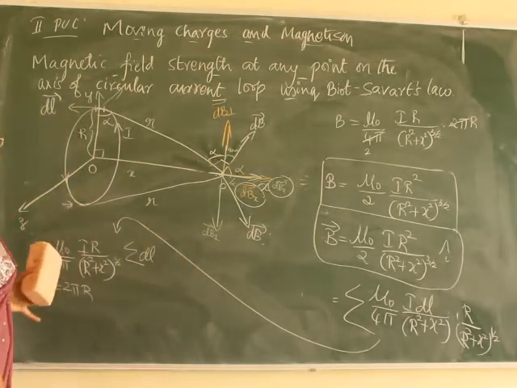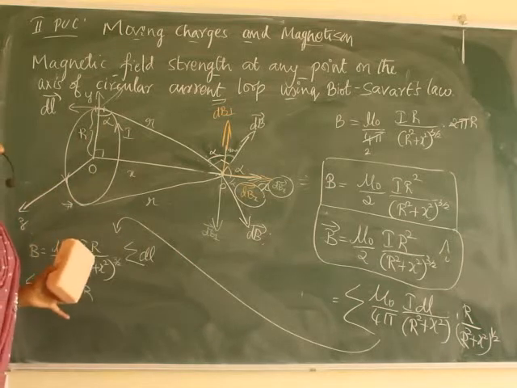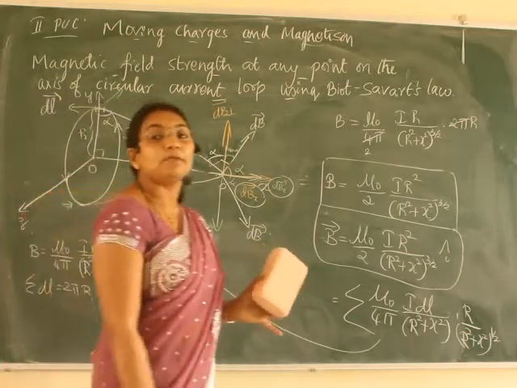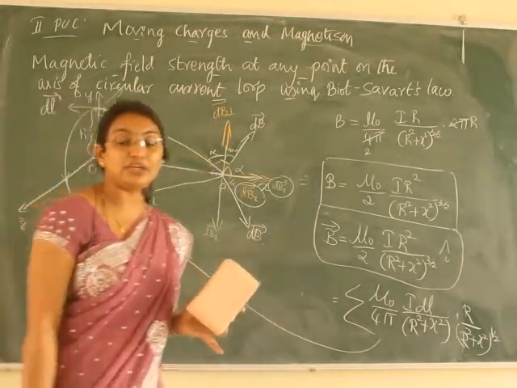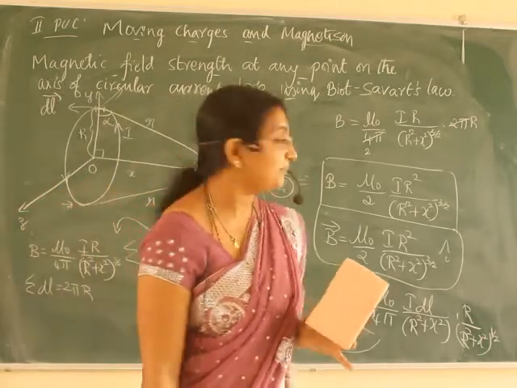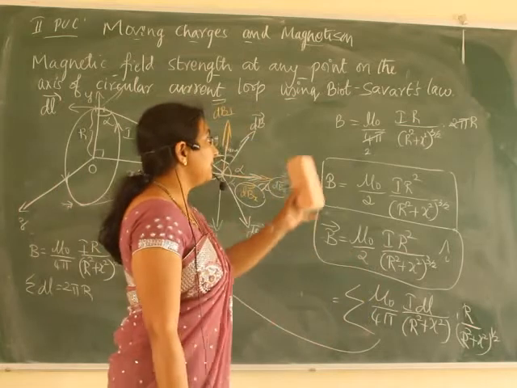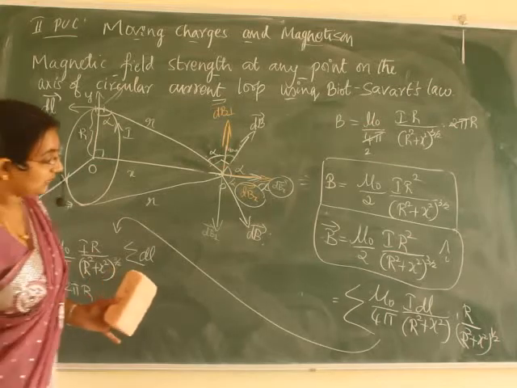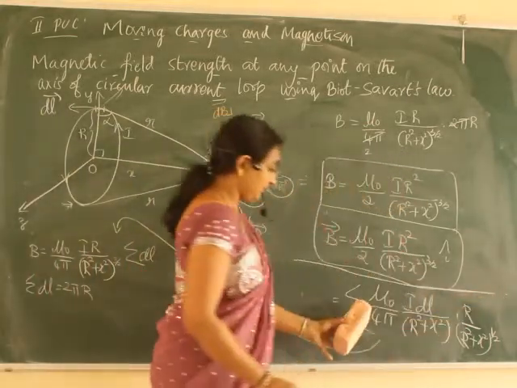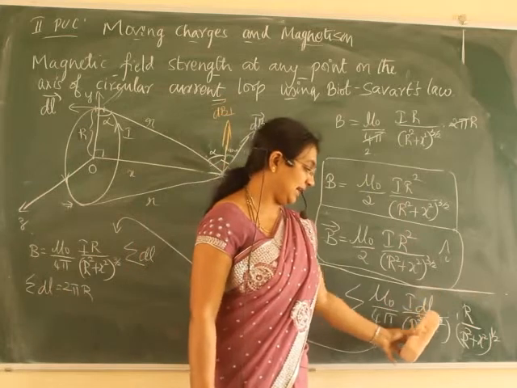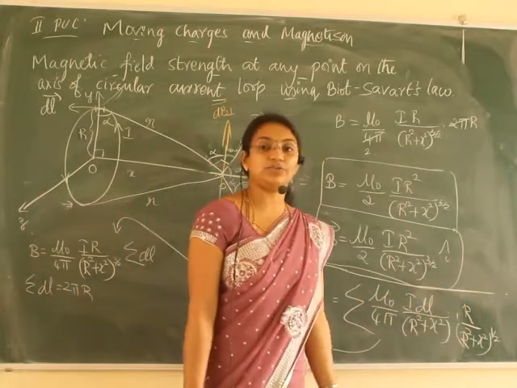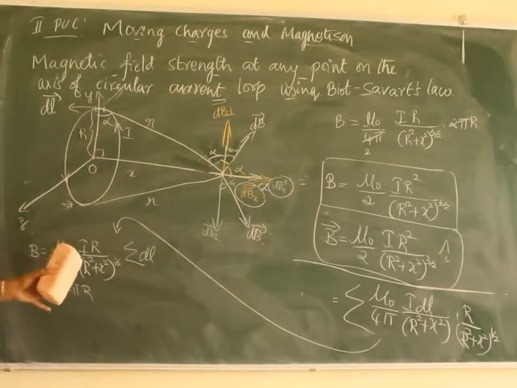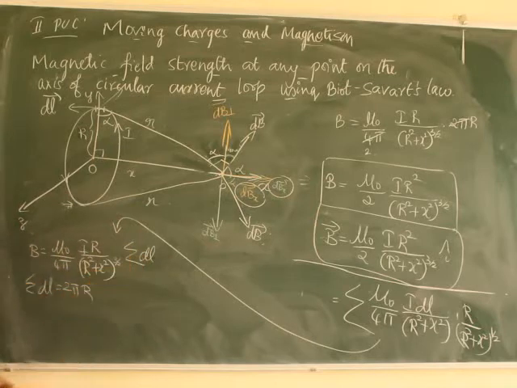So therefore, I can write summation B is equal to summation dBx. If I substitute dBx, I get summation of dB into cos alpha. So therefore, I can write B is equal to mu naught. Here dB is equal to mu naught from this last step, correct? Mu naught by 4 pi I dl by r square plus x square into r by r square plus x square to the power half. So the summation is only for dl, therefore I have written here like this.